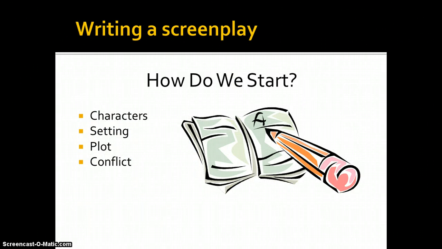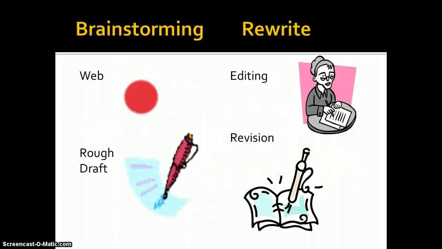Where do they begin, or where do we begin? The students will choose whether to do a traditional story retelling or a fractured fairy tale retelling. So they'll need their characters, their setting, their plot, and what conflict will be in the play. Then they brainstorm and prepare a story web.